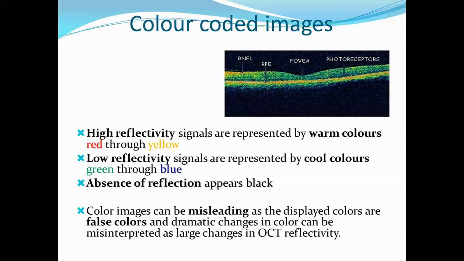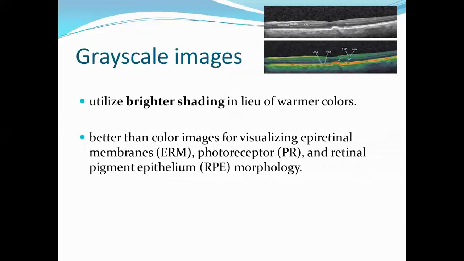These color coded images can be misleading as the colors are not true colors, they are false colors, and any dramatic change in the color can be misinterpreted by the examiner as large changes in the OCT reflectivity. So ideally, whenever you are reading an OCT, you should always read the OCT in the grayscale images. On the OCT machine there is an option where you can change the image from false color to grayscale images.